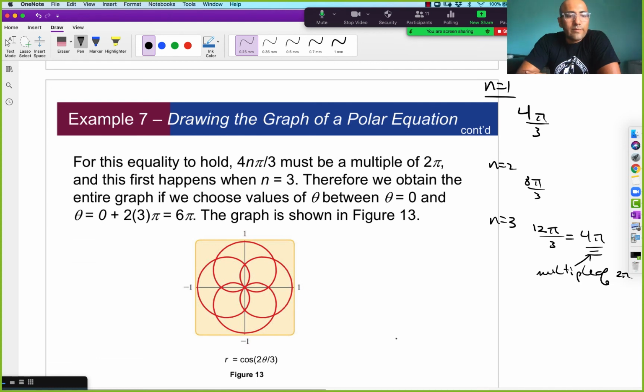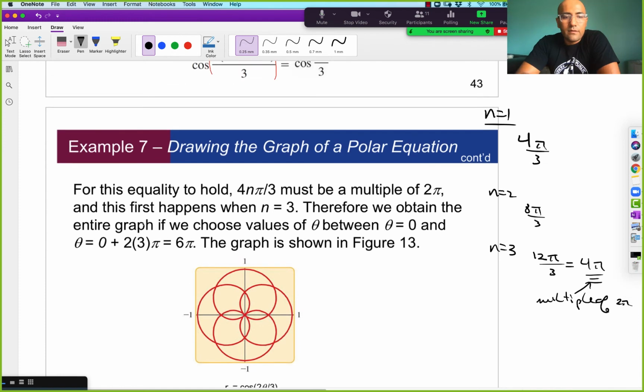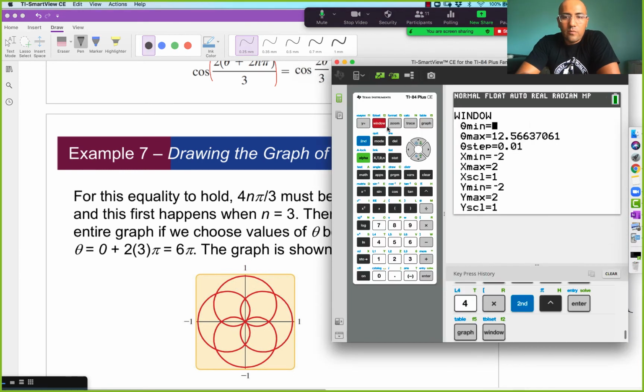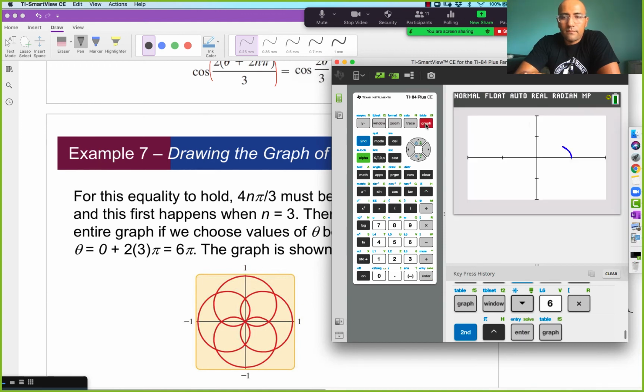Therefore, we can obtain the entire graph if we choose values of theta between 0 and 6 pi. Right? This is 0 plus 2 times 3 pi. And this is the whole graph we're going to get. So we were pretty close. We were guessing and checking. Go back to our window, and we need to go from 0 to 6 times pi. Graph, and now we'll get the same thing.